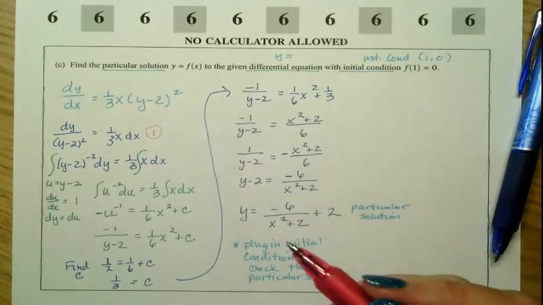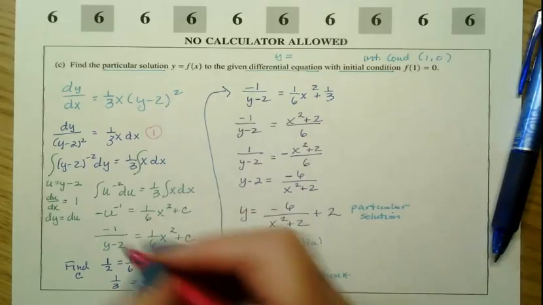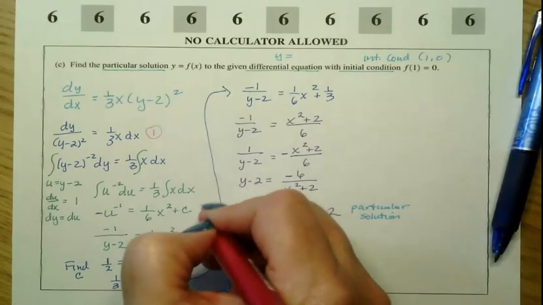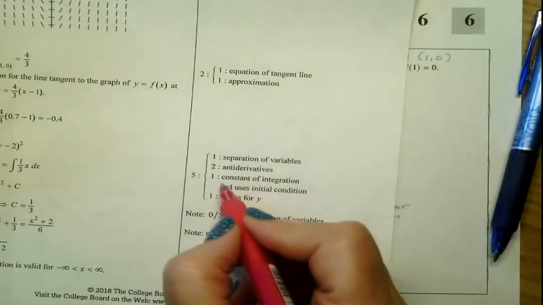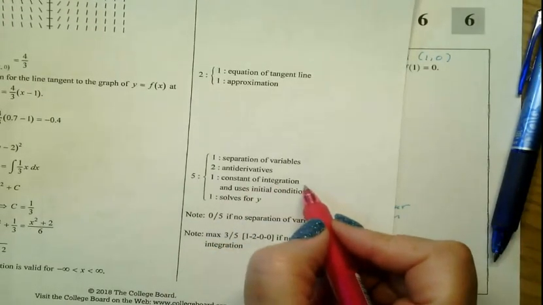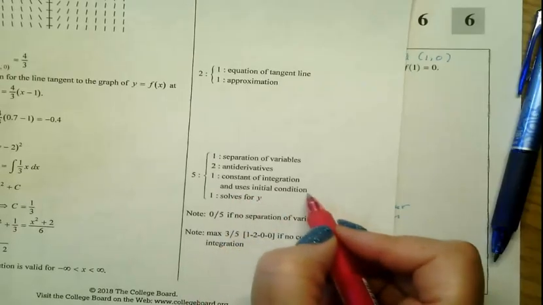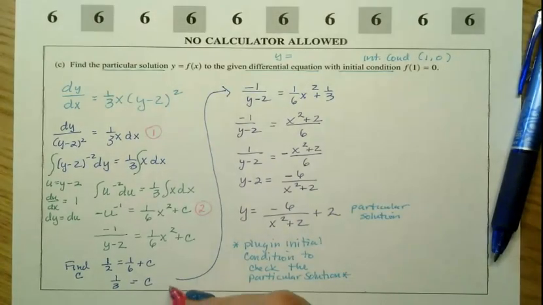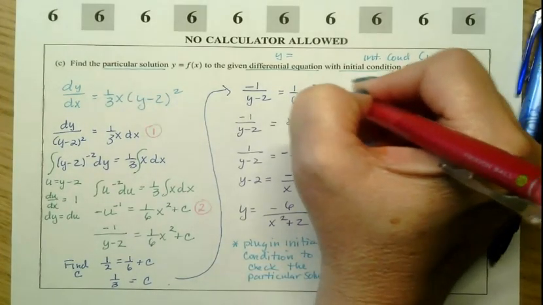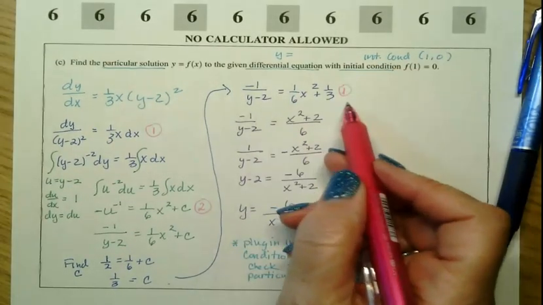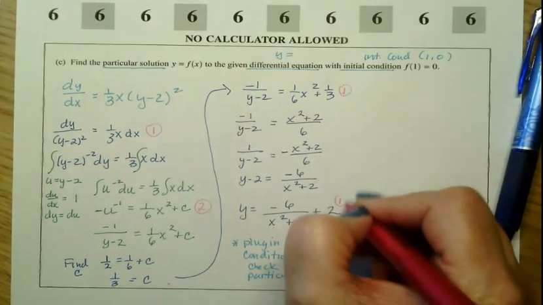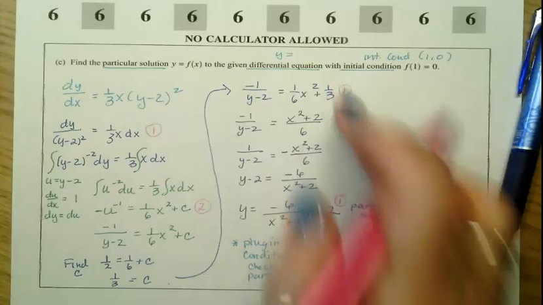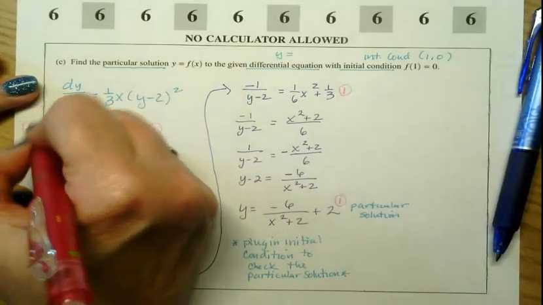So that means when we take the antiderivative of both sides, that's going to get me my 2 points here. And then we're going to get 1 point for the constant of integration and uses the initial condition. So to get the constant of integration here and using the initial condition, I probably would get my point after this. And then I would get my final point for solving for y, which is this point down here. So 1, 2, 3, 4, 5 points available in this section.